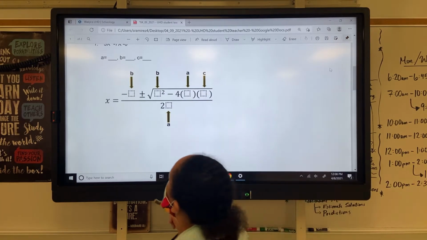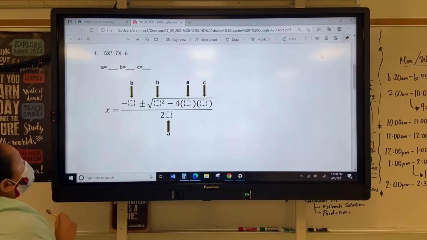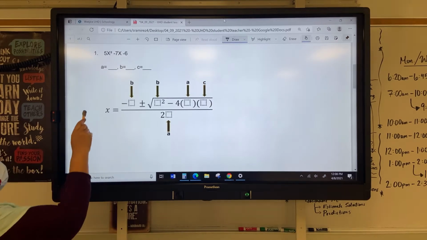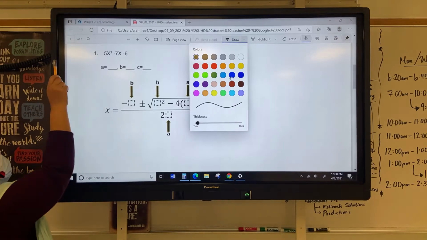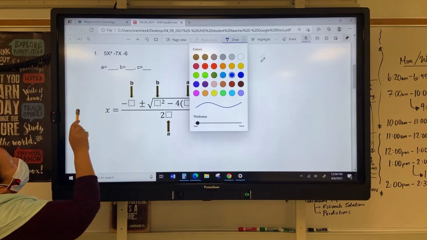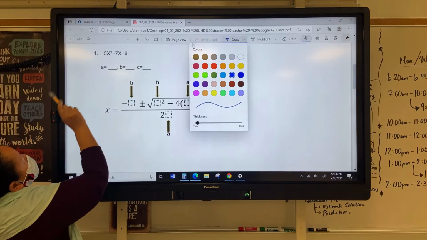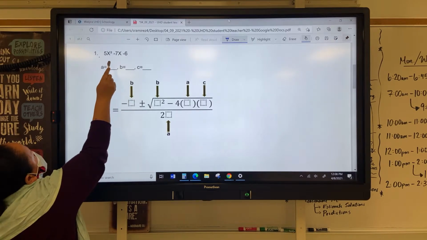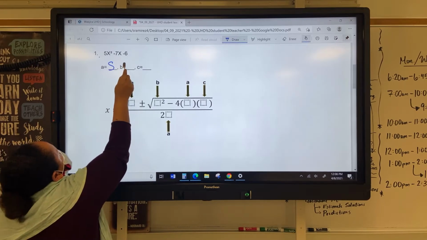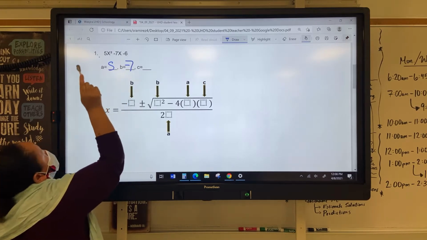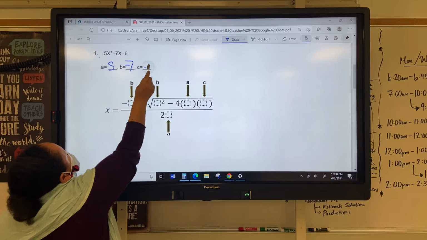Okay, now we have this equation here. I will do the first one. When we label it, you see a, b, c. Our a is 5, and the b is -7, c is -6.